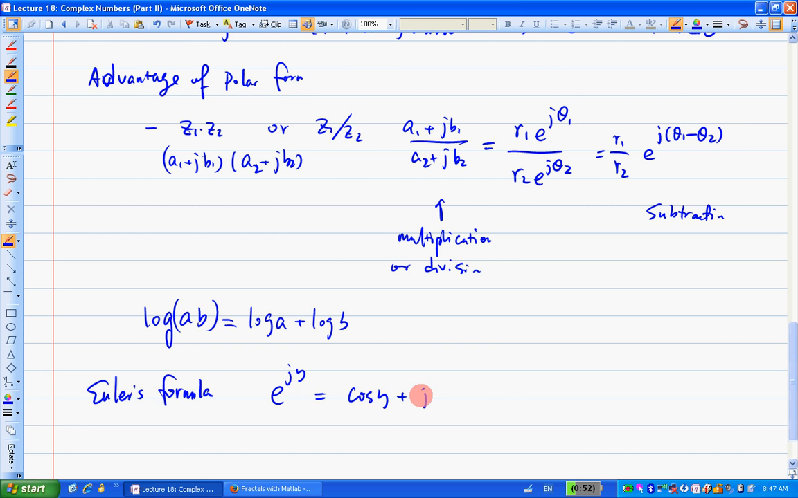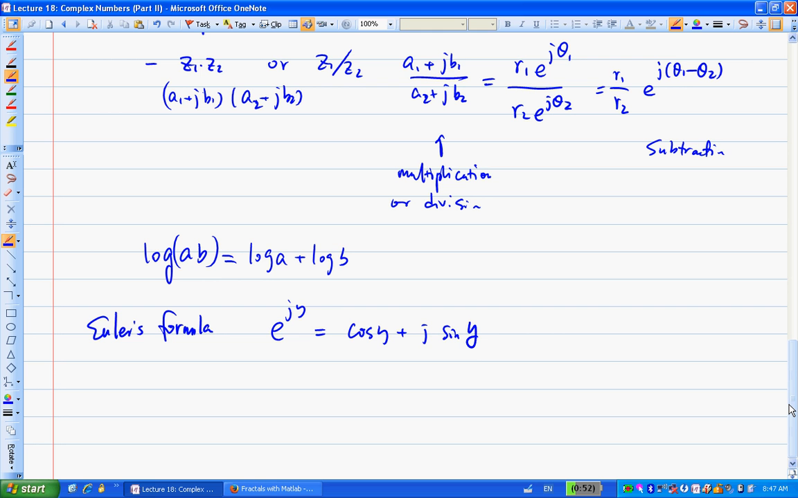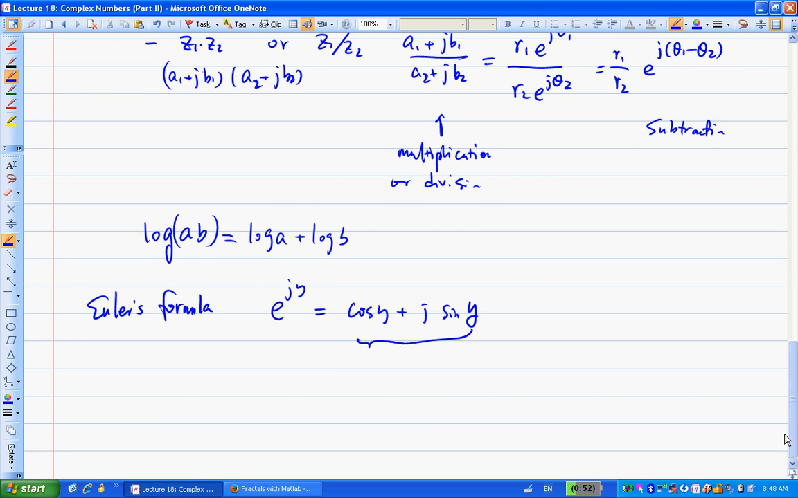Y plus j sine y. Okay, yeah, so let's see the formula here. Now let's take a better look at this thing here. Okay, let's see what exactly is going on here. Okay, now before we move on, let's look at this example.